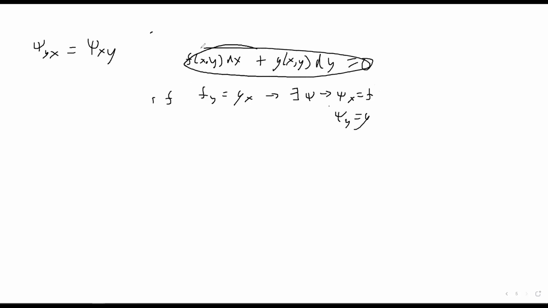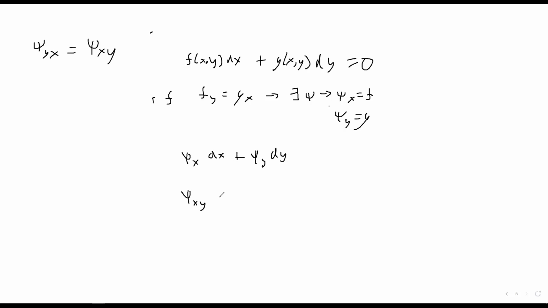We can rewrite this entire equation as phi x dx plus phi y dy. And of course, if this function phi really exists, phi xy would have to equal phi yx. So fy must equal gx because of partial derivatives. So you can check if a situation is exact, if it looks kind of like this, and fy equals gx.